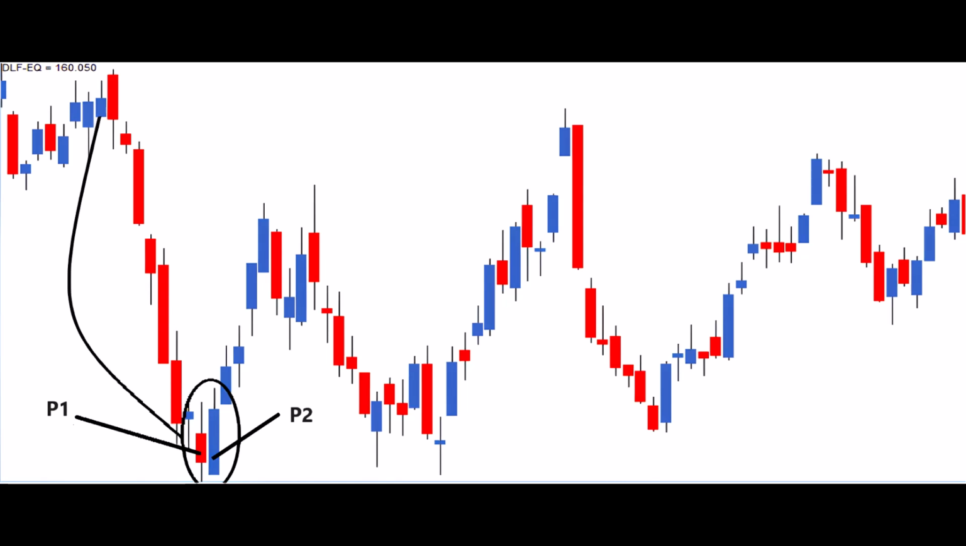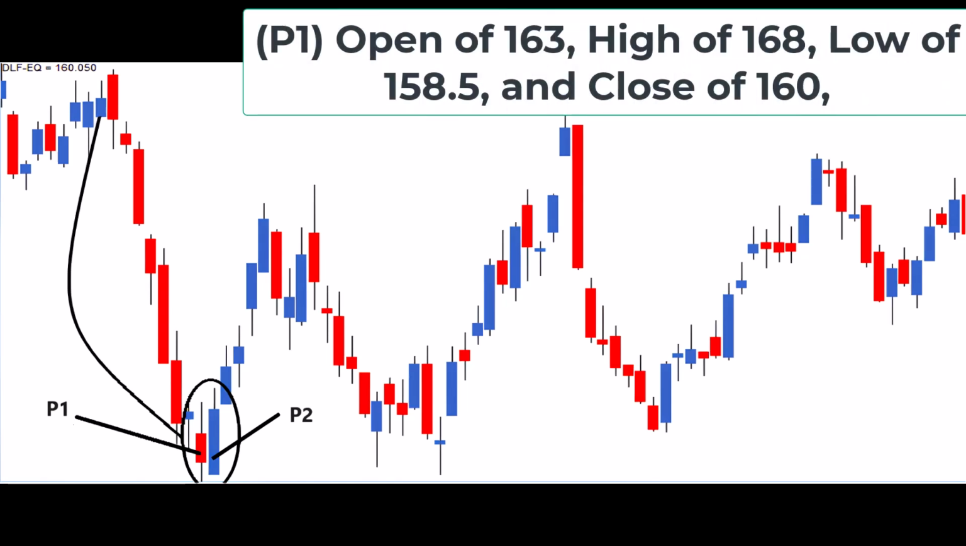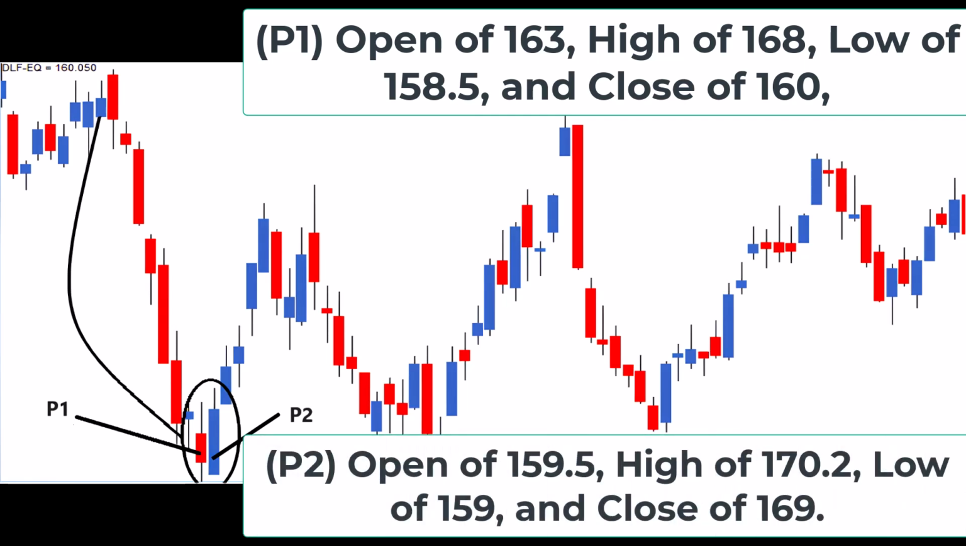On P1, with an open of 163, high of 168, low of 158.5, and close of 160, we witnessed a bearish day. P2, however, displayed a significant shift with an open of 159.5, high of 170.2, low of 159, and close of 169. For the risk taker, going long on P2 at 169 is the move.